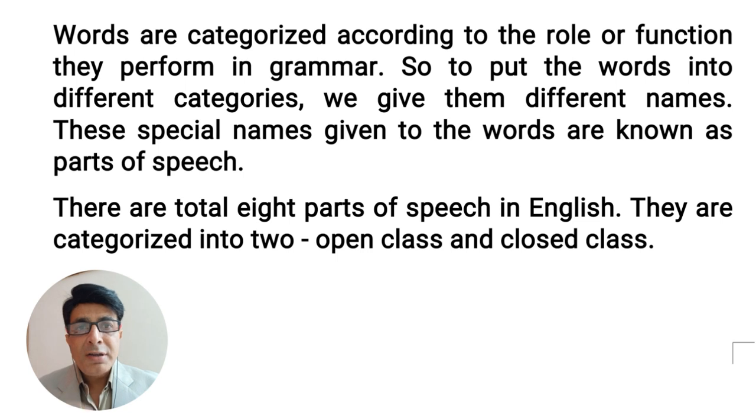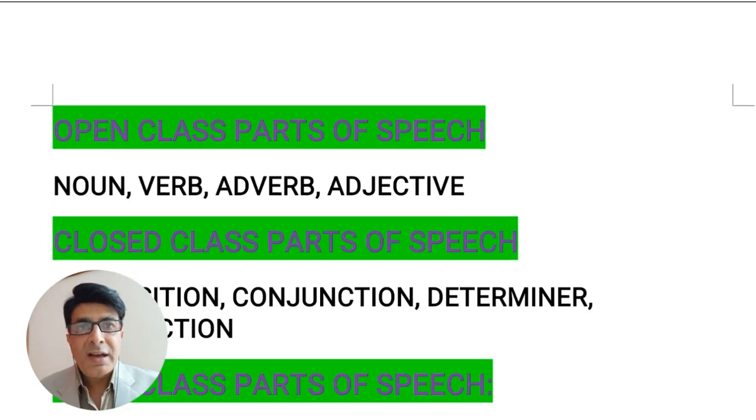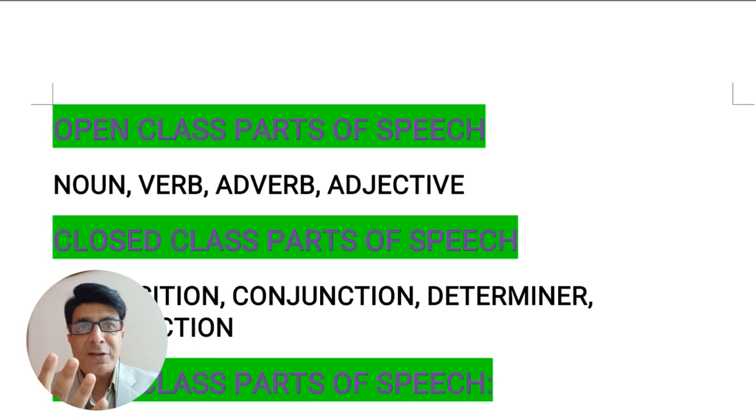Now, friends, there are total 8 parts of speech in English language, okay? But mainly, the parts of speech or the words can be categorized, can be classified into two major categories, and they are open class parts of speech and closed class parts of speech. Okay, we have 4 open class parts of speech known as noun, verb, adverb and adjective. Friends, remember these 4 names, okay? Noun, verb, adverb and adjective. These are open class parts of speech.